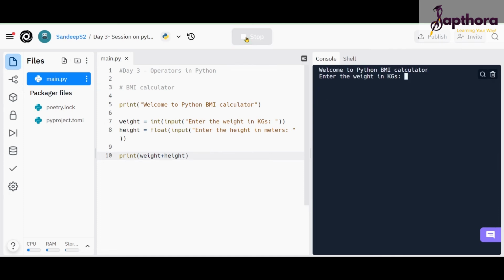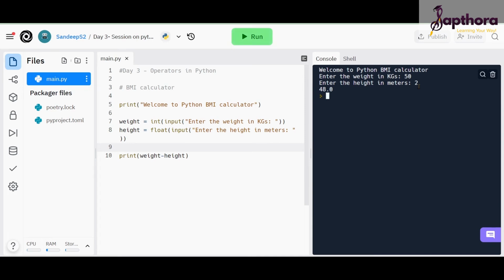Now I'll run this code and see how it works. 80, and I'll put my actual height, maybe 7'4". See, it is 81.74. So it is not the BMI value exactly, but I'm just trying to see how addition works here. So addition is working correctly. Now the subtraction. So again I run, I'll put some random values. Okay, I'm sorry. 2 and then it is 48. So it is working properly.